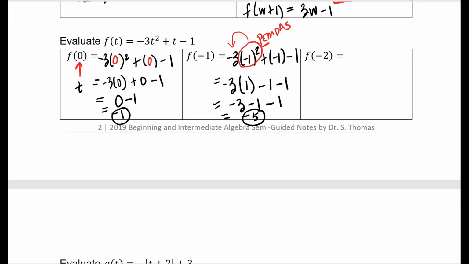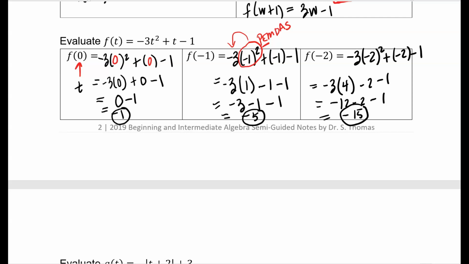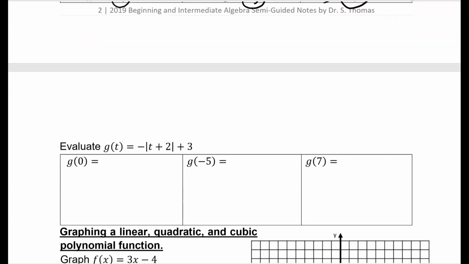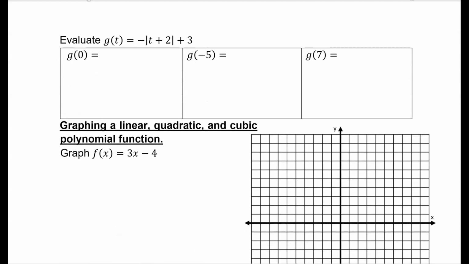Next, we have f of negative 2 equals negative 3 times negative 2 squared plus a negative 2 minus 1. This would be a good time for you to pause the video and complete this on your own. So we have negative 3 times positive 4 minus 2 minus 1, which is negative 12 minus 2 minus 1, which is negative 15. Let's move on to evaluating this last function here.